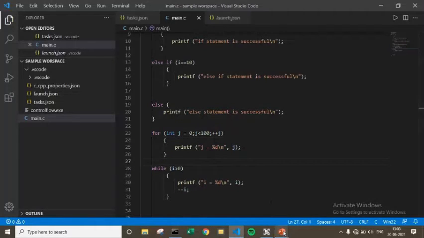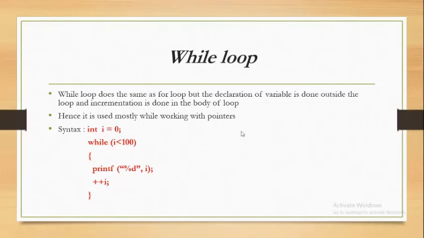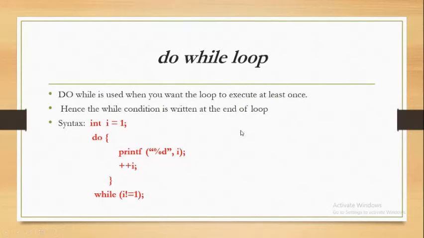So let's look at the last kind of loop, that is the do while loop. So what is a do while loop? A do while loop is a loop that is used when you want to execute the loop at least once. For example, in the example below you see that i is equal to 1, but the condition is i should not be equal to 1. Until then the loop will execute, but the condition is at the last.